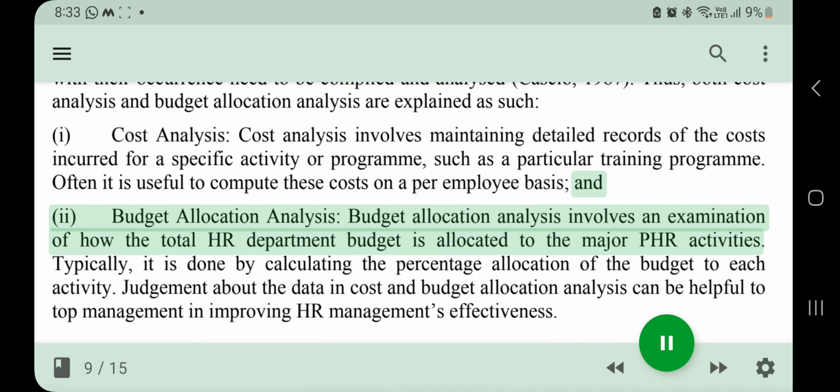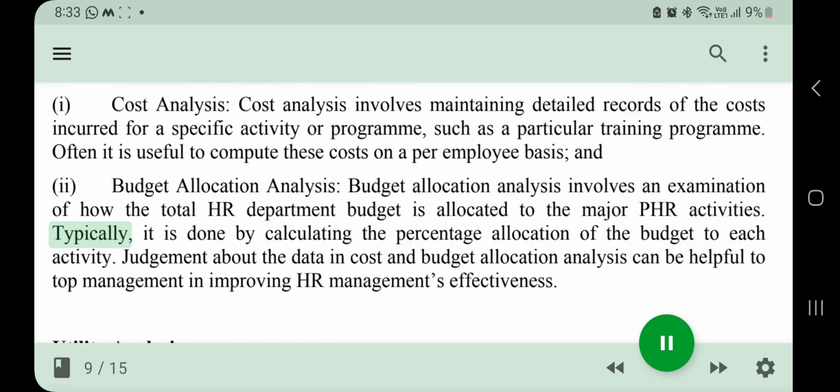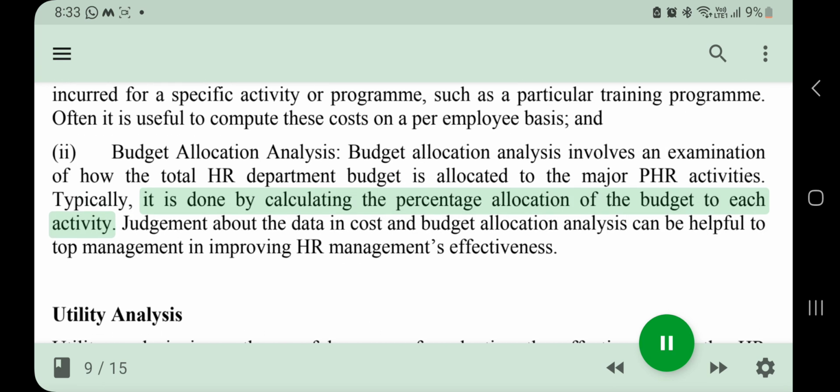And budget allocation analysis. Budget allocation analysis involves an examination of how the total HR department budget is allocated to the major HR activities. Typically, it is done by calculating the percentage allocation of the budget to each activity.